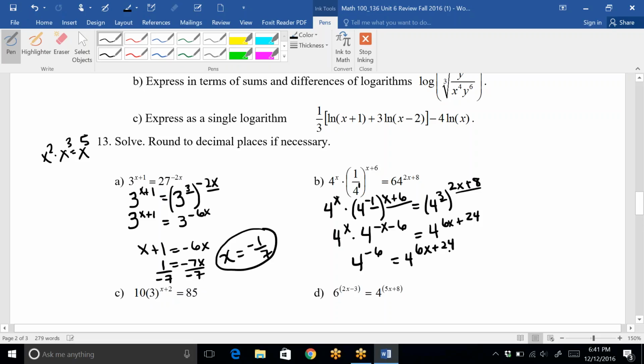Now we have one base on each side, so we set the powers equal. Subtract over the 24 and get negative 30. Divide by 6. So this one is negative 5.